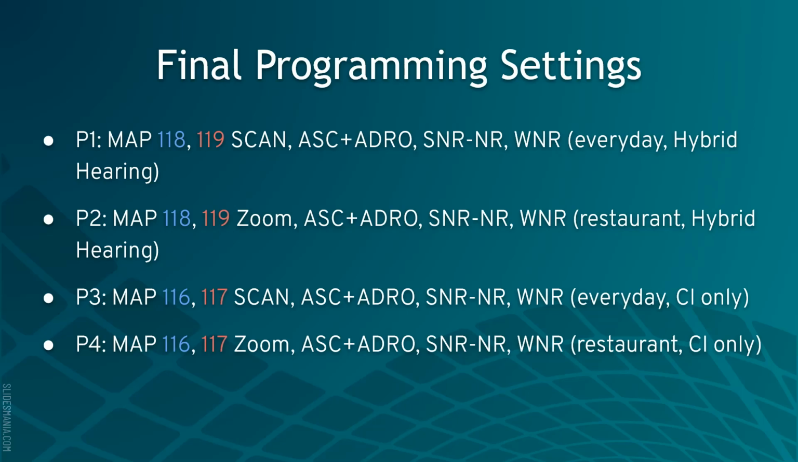Then if he flips to program 3, that'll do map 116 and 117 in his CI, but it will remove the acoustic stimulation. So it will be just CI only. That one has the SCAN version, and then program 4 is the Zoom forward-facing microphone array version. So if he wants the acoustic component, map 1 is the regular, map 2 is the in noise. Then if he doesn't want the acoustic component, map 3 is the regular, map 4 is the in noise. So that's the breakdown of his mapping right there. It uses all 4 slots, but it gives him a lot of utility to adjust how he is hearing given his surroundings.